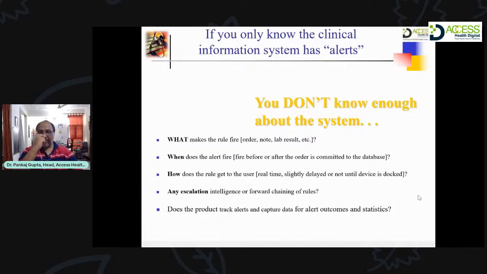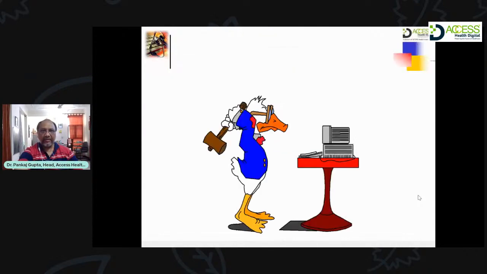When the escalation happens, is there enough intelligence or forward chaining of the rules? So if there is a rule that is switched off, will there be a next level rule that will fire? Those sort of things are something that you need to ask. These are intelligent questions that you need to ask, because not every system will have all these rules built into it now. But unless these rules are built into it, it's not really a clinical decision support system, and it's definitely not a CPOE system. So you need to ask more questions.